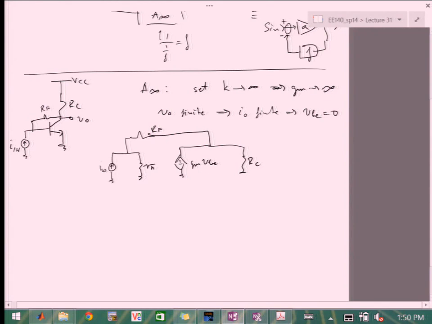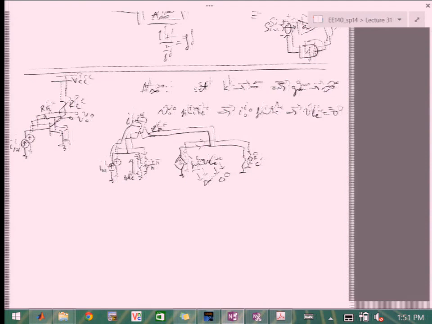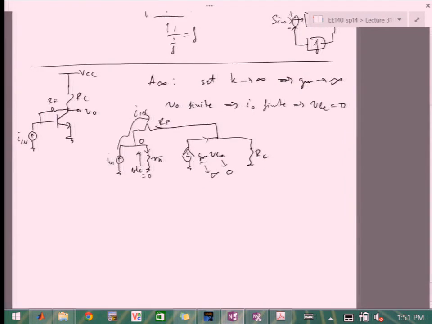Okay. So if I want to have a finite current here, and my GM goes to infinity, then VBE has to go to 0. 0 times infinity will give me some finite value, just like in normal ideal op-amps, right? So if that's true, then VBE is 0, so there's no current flowing into R pi, meaning that all the input current is flowing through the resistor. That also means, just like in op-amps, that since VB is 0, this voltage is 0. Right? So what is then V out?